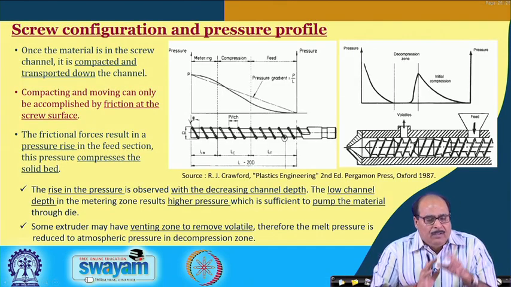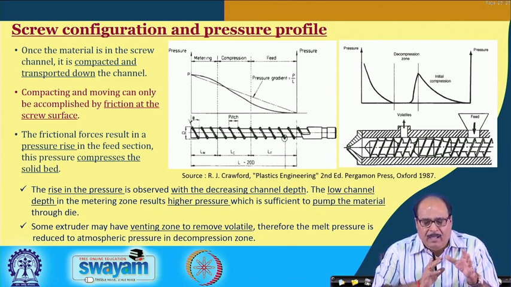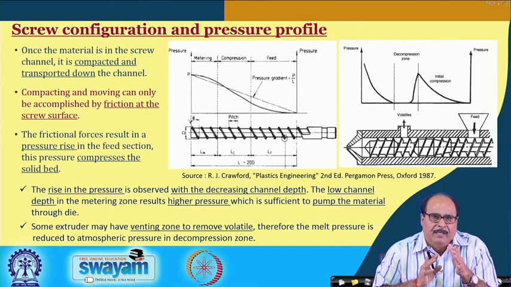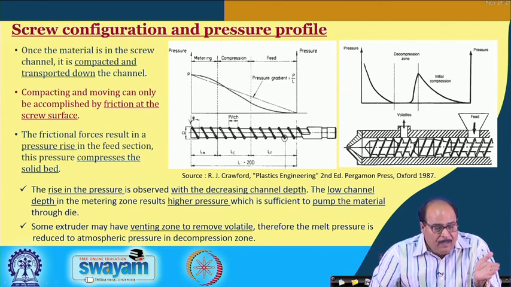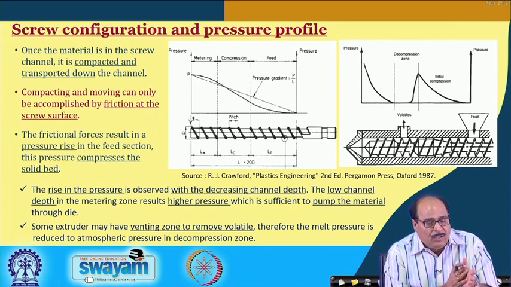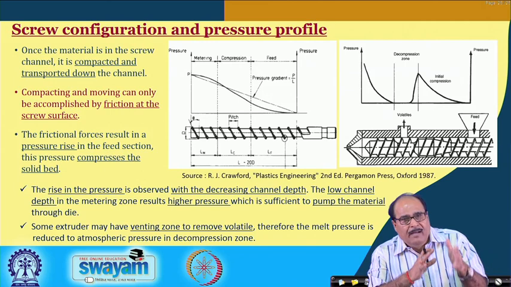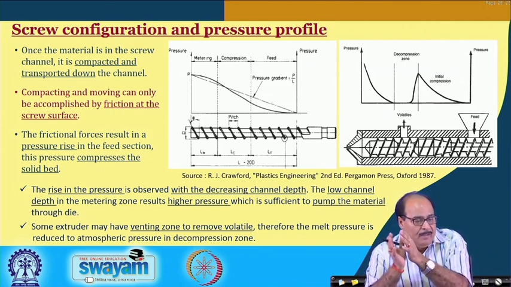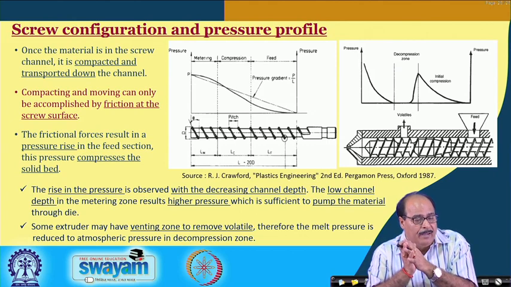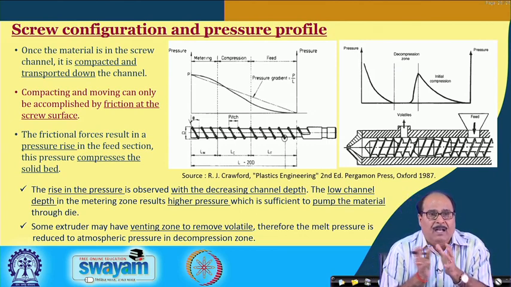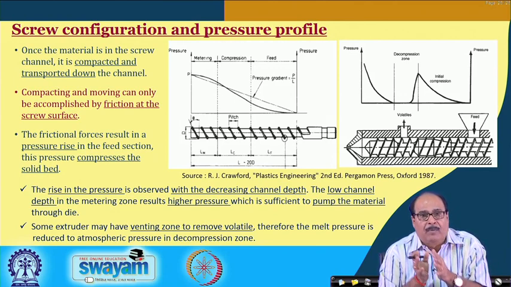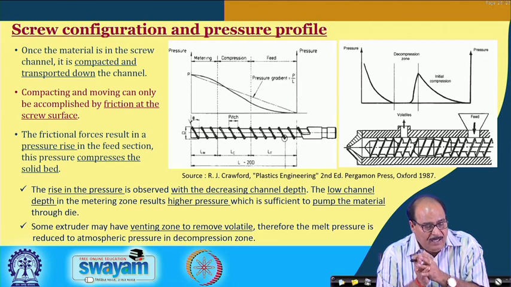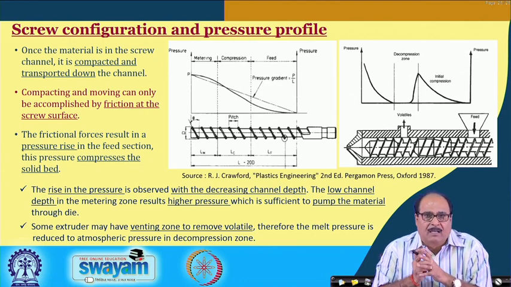So, the screw configuration and pressure profile is a very, very important thing, as we already saw earlier. Once the material is in the screw channel, it is compacted and transported down the channel. The compacting and moving can only be accomplished by the friction at the screw surface. The frictional forces result in a pressure rise in the feed section, and this pressure causes the compression. The pressure compresses the solid bed.